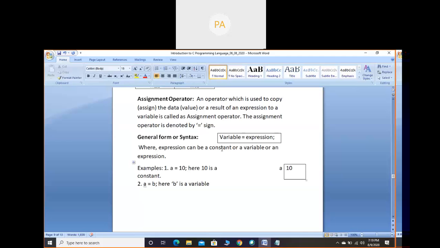So the definition of the assignment operator says it is an operator which is used to copy. Copy means to assign the data. The data is nothing but a value. In some cases, data and value are the same. In some cases, data and value are different. Here, let us understand the data and value as the same, or the result of an expression. An expression is nothing but an equation. Once we calculate the result of an equation, that also we can copy to the variable, and this is called the assignment operator. It is denoted by the equals sign.